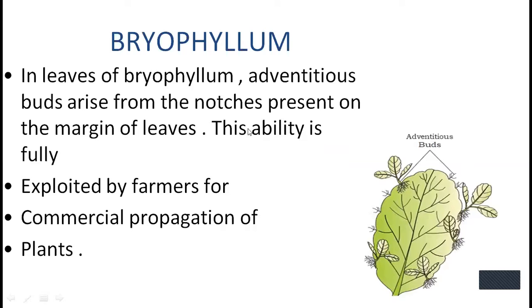The last example of vegetative propagation is Bryophyllum. In the leaves of Bryophyllum, just see, so many adventitious buds arise. Buds arise from the notch present on the margin of the leaf. See, this is the margin of the leaf, and here new buds arise. This is a benefit for the farmers. This ability is fully exploited by farmers for commercial propagation of the plant, commercial meaning large-scale selling. All the many buds that come are removed, and from these a new plant can arise.